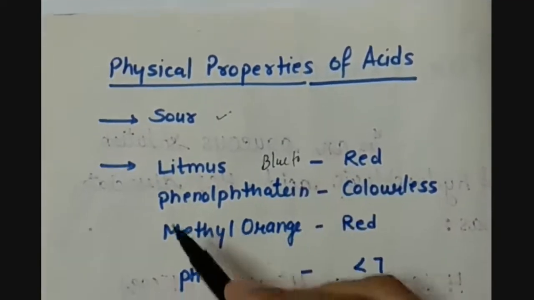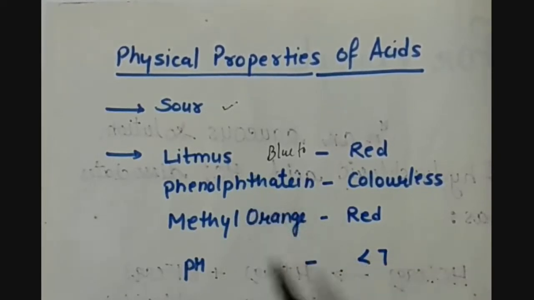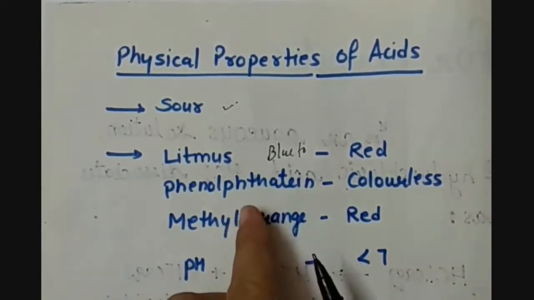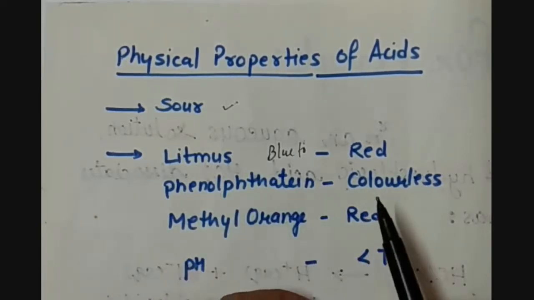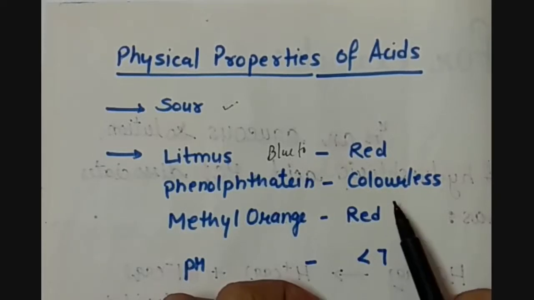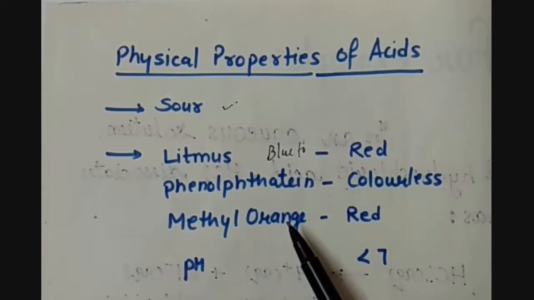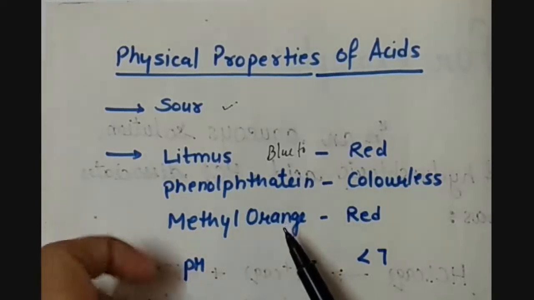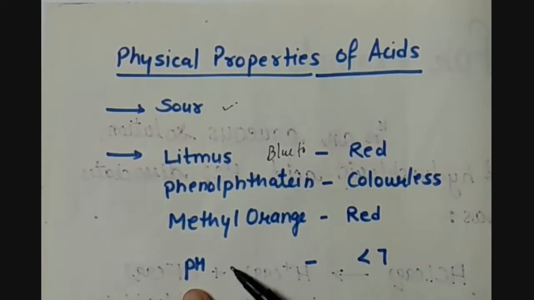Phenolphthalein, which is another, synthetic indicator, is colorless in its actual color, and when it reacts with an acid there is no effect on its color; it remains colorless. Methyl orange, another synthetic indicator, is orange in its original color, but it turns red when it reacts with acids. Then pH, that is power of hydrogen.